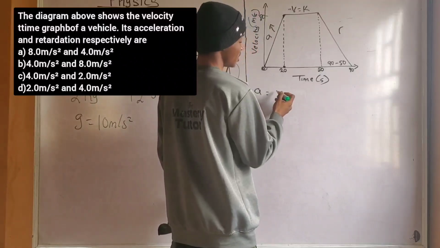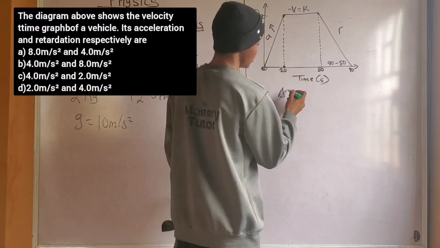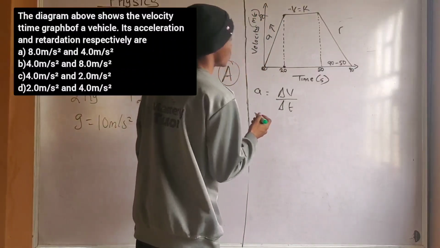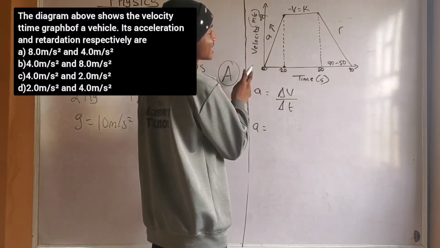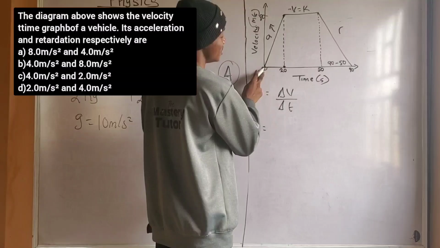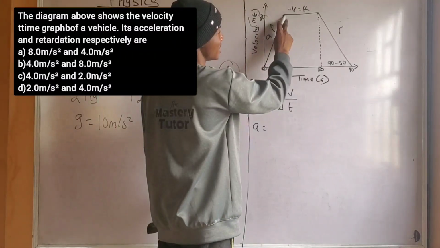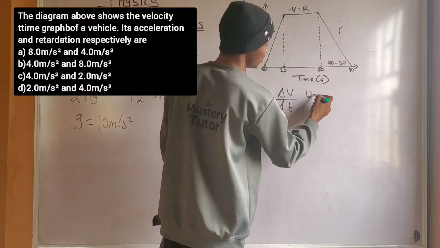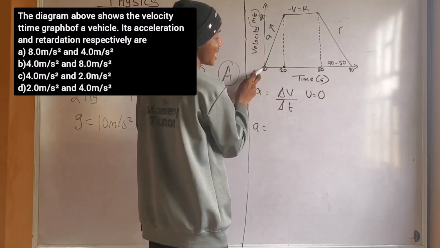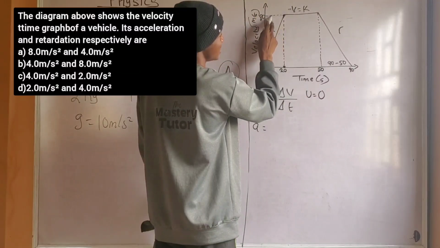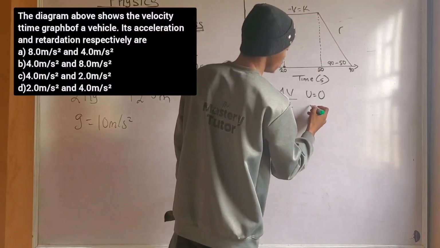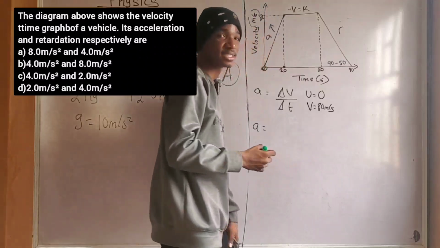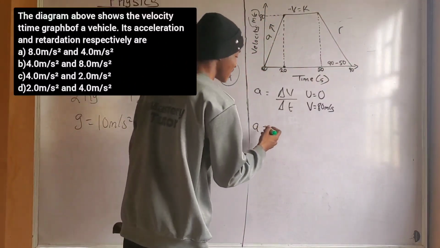acceleration is equal to velocity change over change in time, right? Now we know that the body is accelerating from this point to this point, right? So the initial velocity is what? The initial velocity u equals 0, and the velocity that is attained is 80 meters per second. So I'm going to have u equals 0, v equals 80 meters per second. Are you getting it?